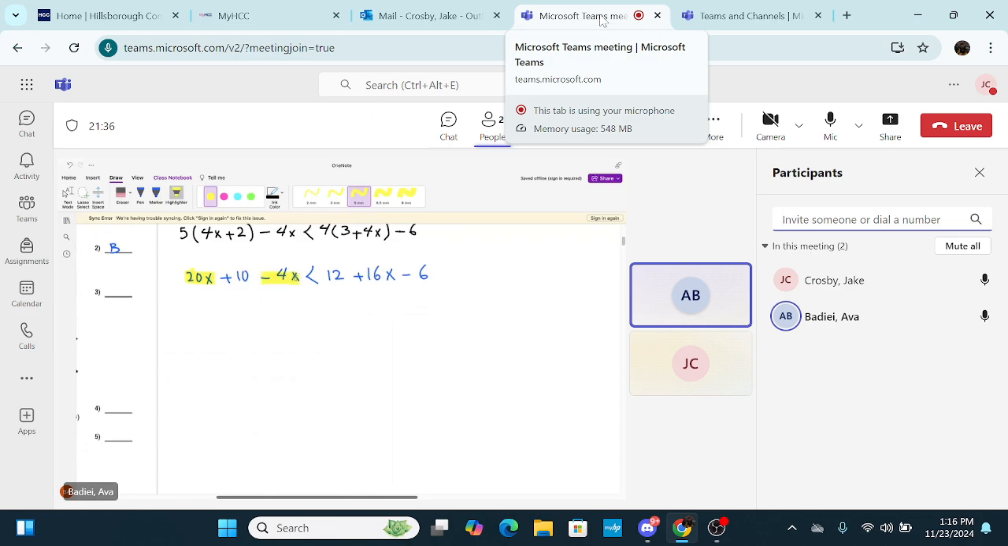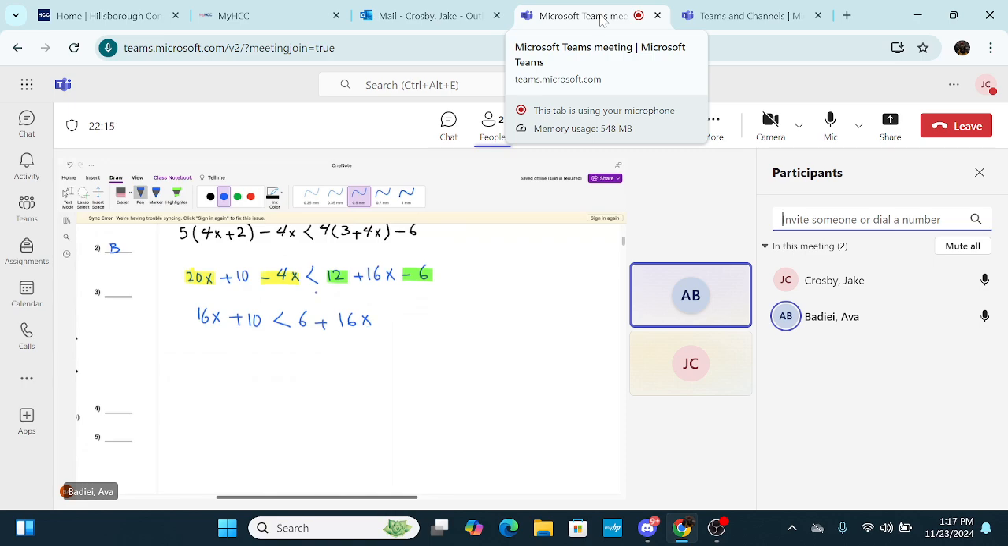So in this case, 20x minus 4x. What are like terms here? 12 and negative 6. That's it. So you get 16x plus 10 is less than 6 plus 16x. That's it. So 12 minus 6 is 6 plus 16x.